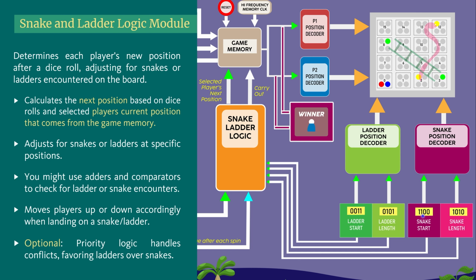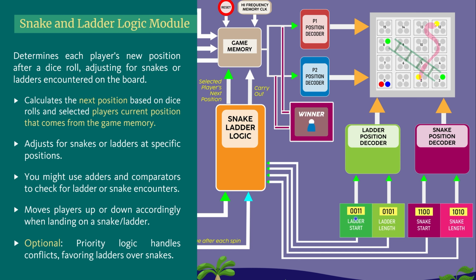Similarly, the snake start is 1, 1, 0, 0, which is 12, so the snake head is at 12. The snake length is 0, 1, 0, which is 10. That means if you subtract the snake's length from the snake head, you get the tail of the snake.